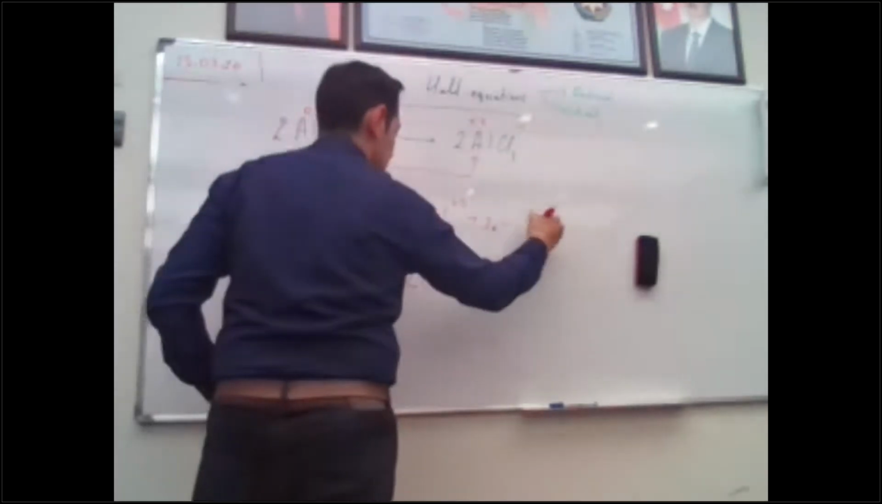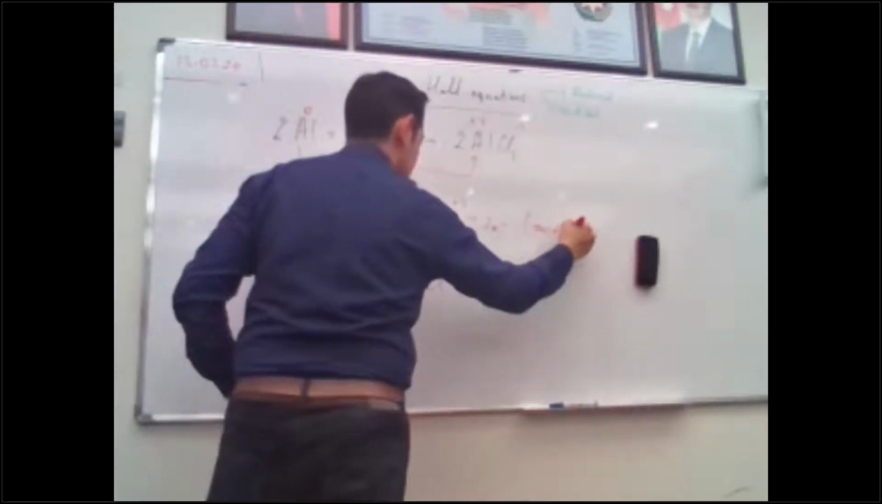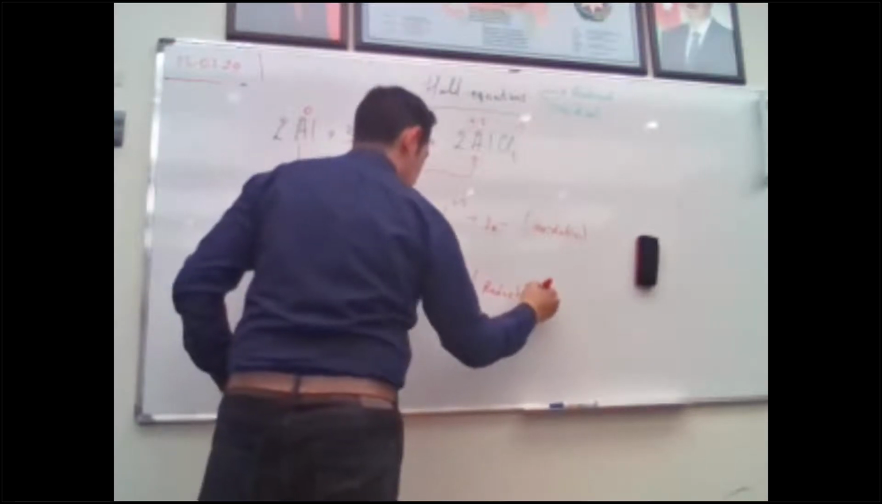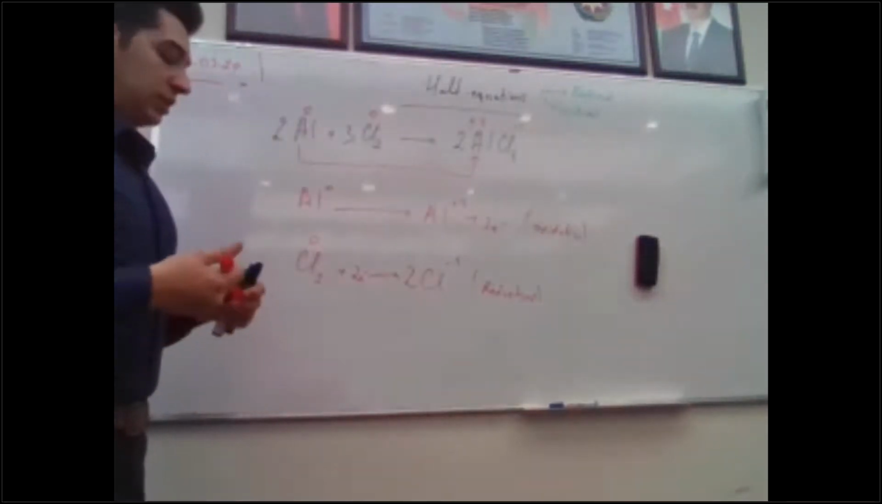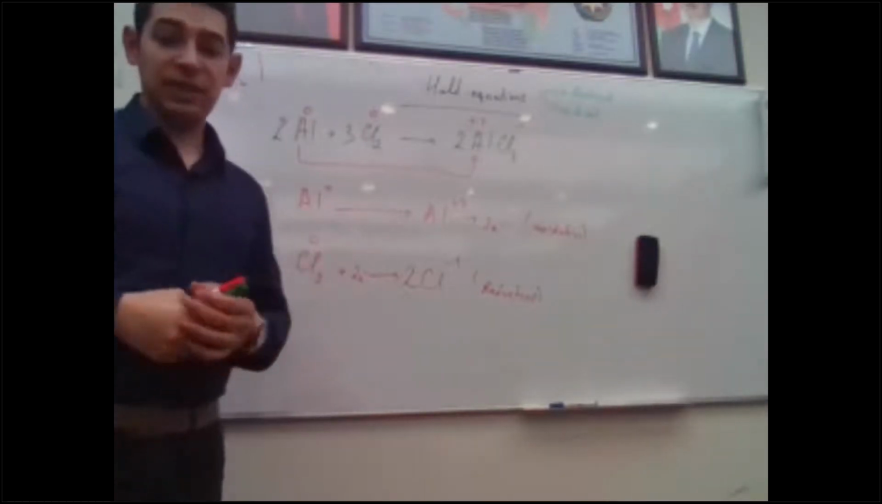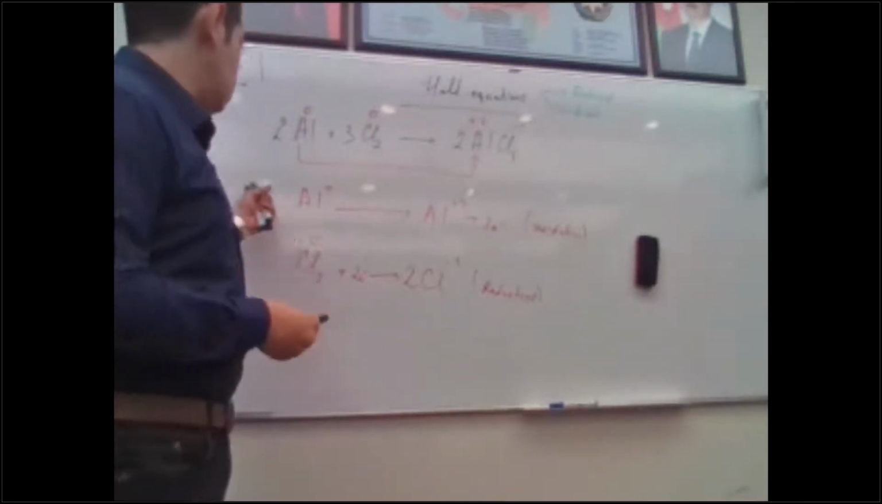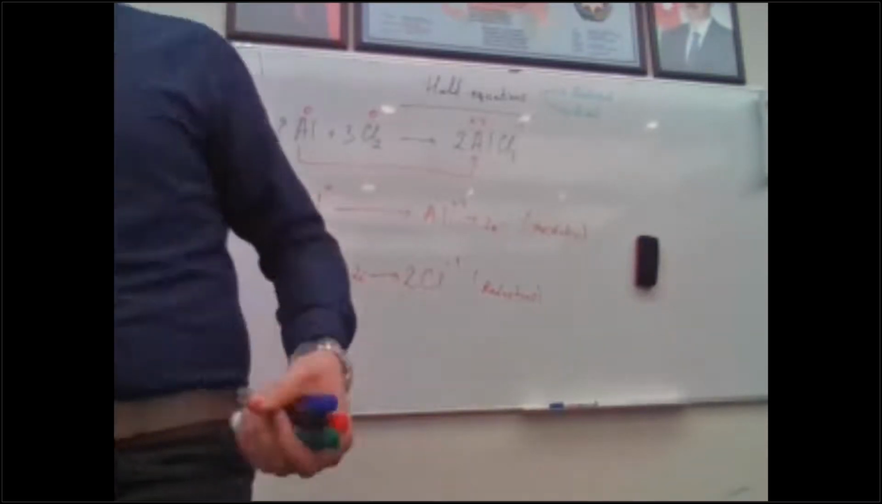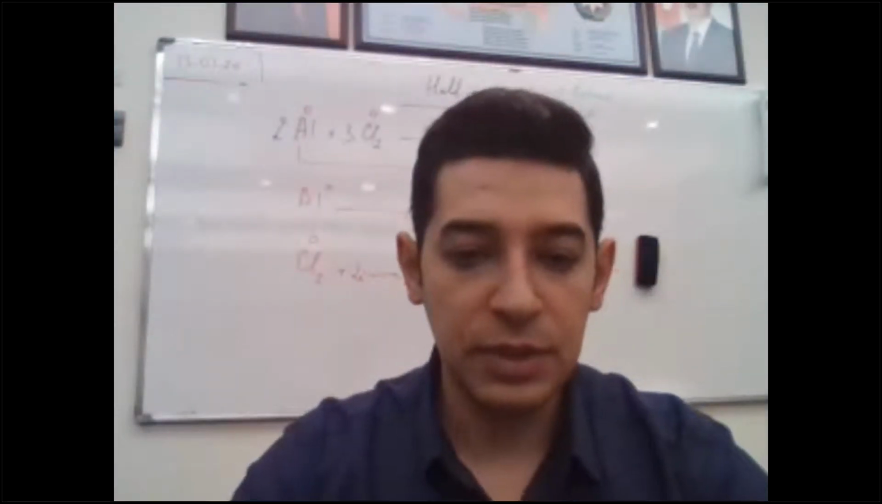So this is the oxidation process, and this is the reduction process. So this is redox. This is the half equation of aluminium chloride without balance. If you balance, you have 2, 2, 3, 3 here, but there will be 6 electrons here, and there will be 6 electrons here.